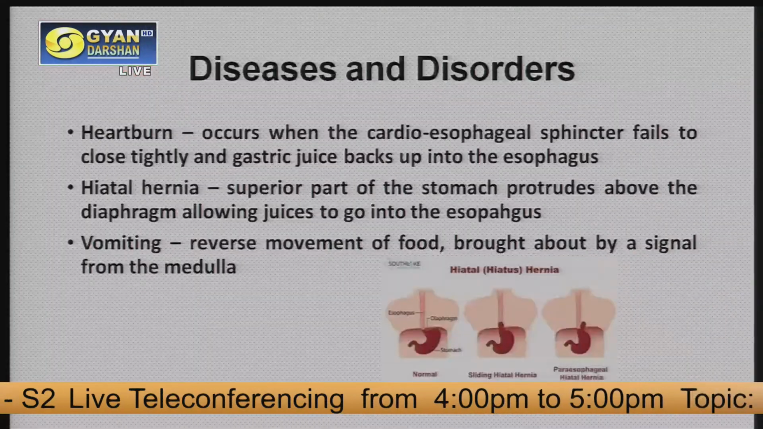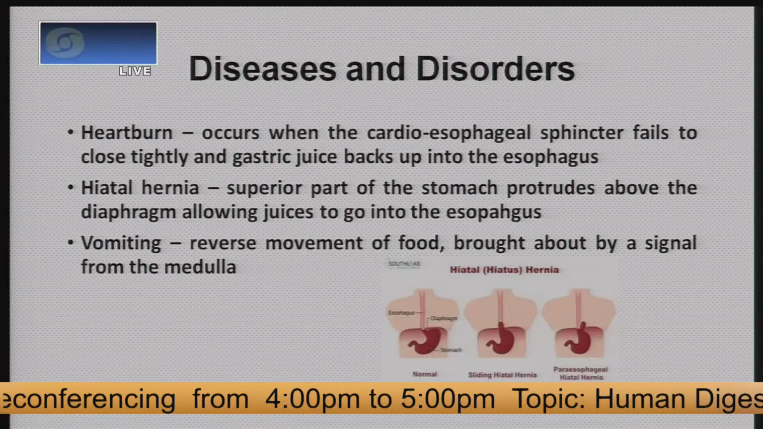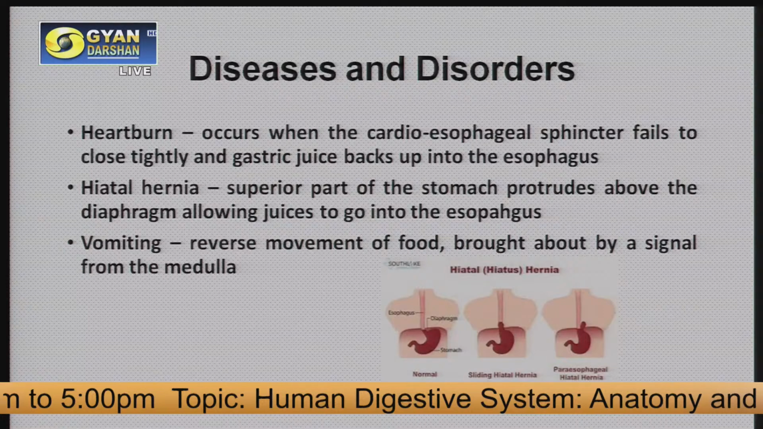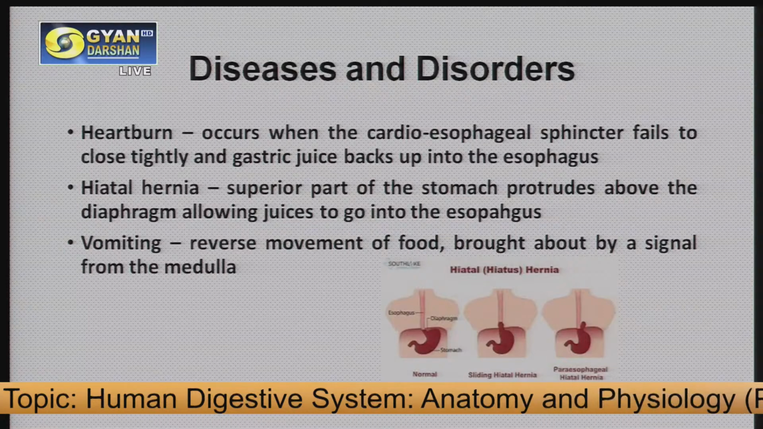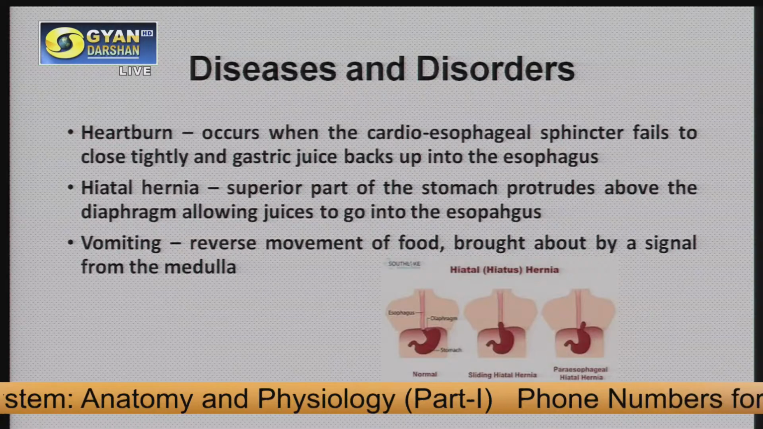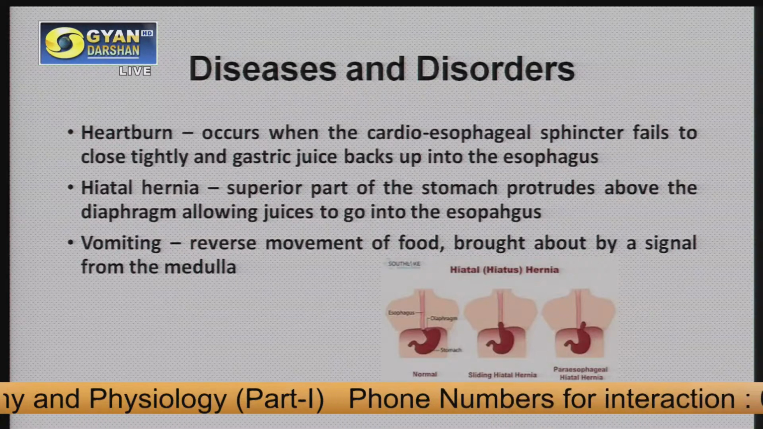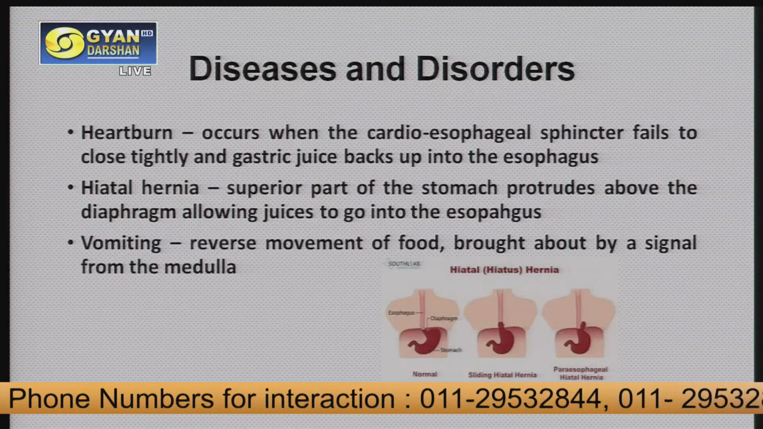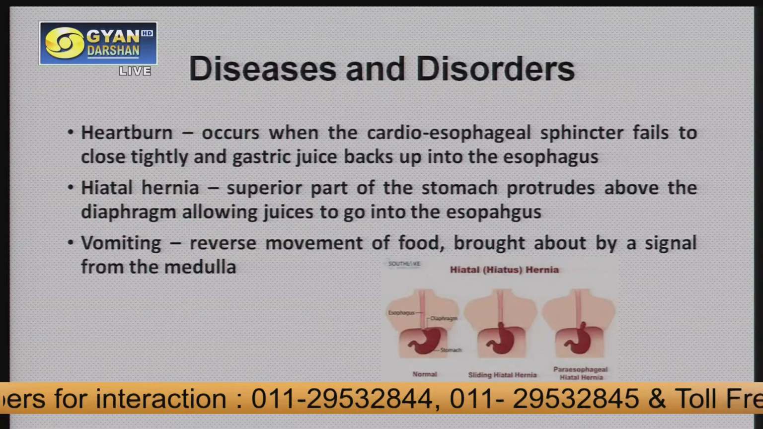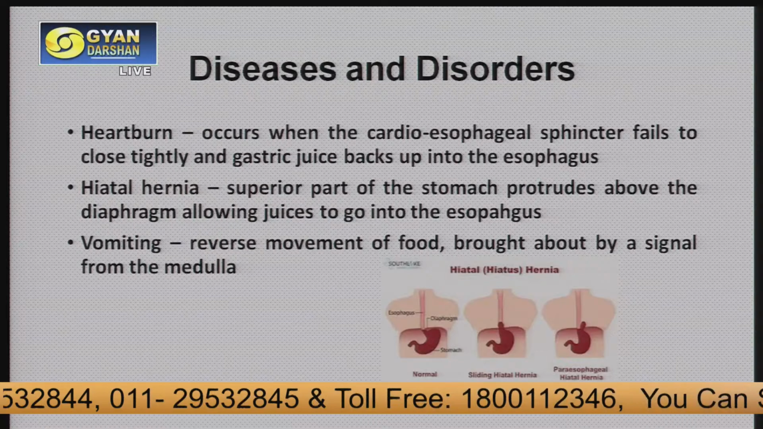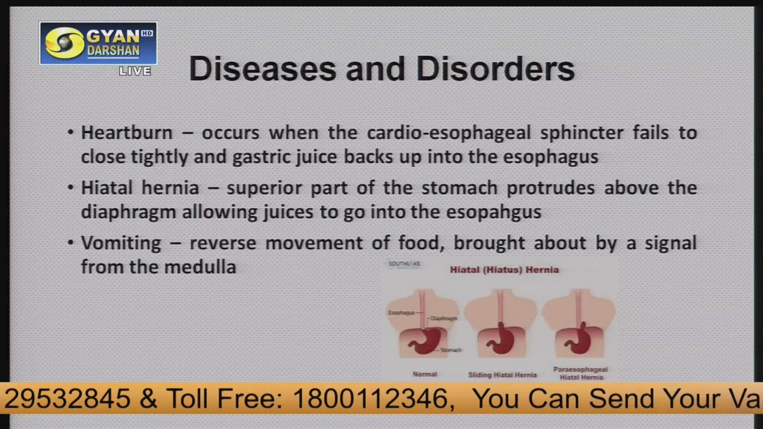Then we come to some of the diseases and disorders. For example, heartburn, hiatal hernia, vomiting. These are very common things which occur. Heartburn occurs when the cardio-esophageal sphincter fails to close tightly and gastric juice backs up into the esophagus. Hiatal hernia: the superior part of the stomach protrudes above the diaphragm and allows juices to go into the esophagus. Then vomiting is the reverse movement of food which is brought about by a signal from the medulla.